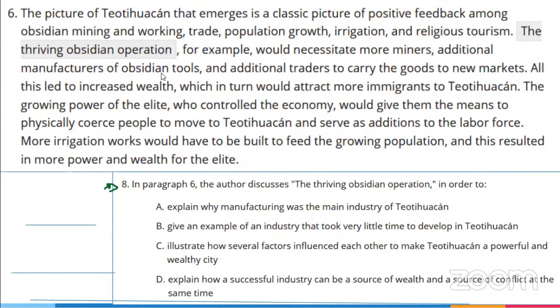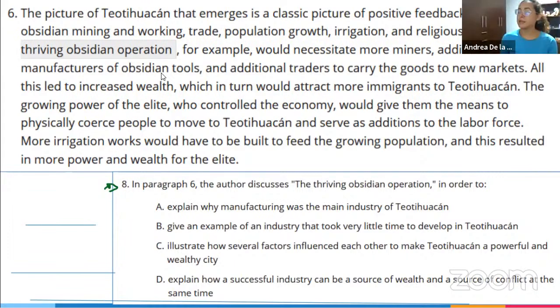And yes, in paragraph 6, the author discusses the Tribune Obsidian operation in order to... Thank you, Pamela. So they're asking for why, right? Why does the author discuss the Tribune Obsidian operation? "In order to" is a synonym of "because." So why does the author discuss this Tribune Obsidian operation? I'll give you guys 1 or 2 minutes to try to find out, and then we'll see.